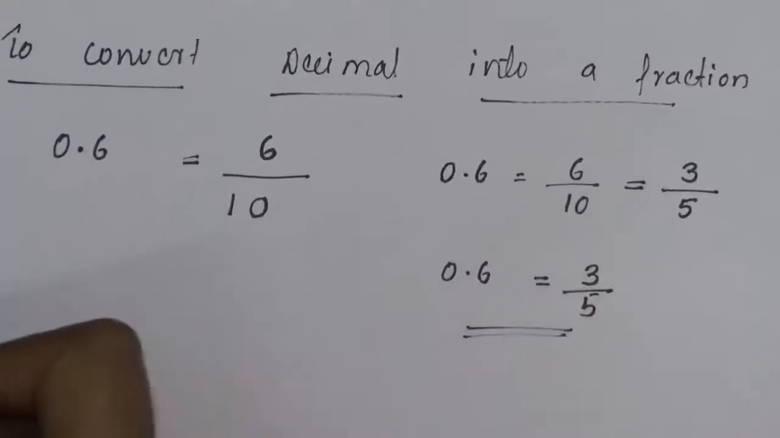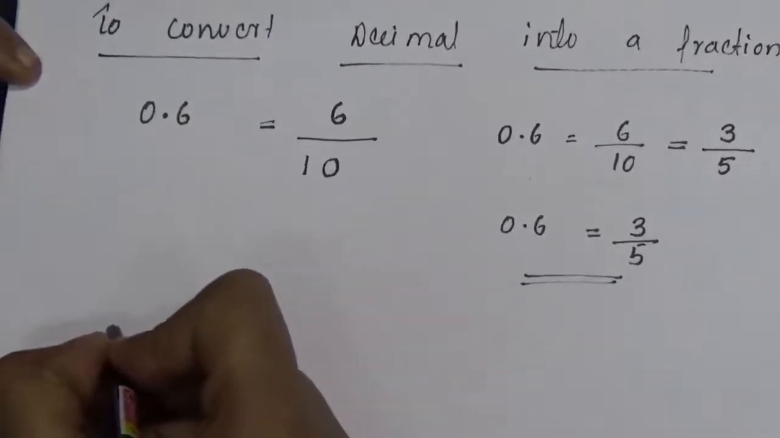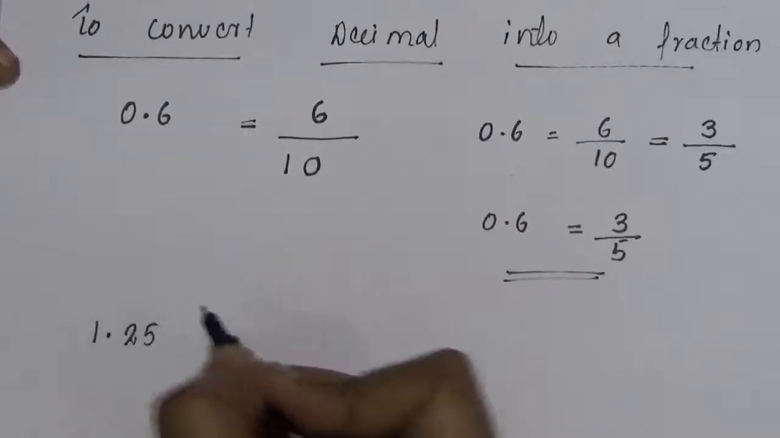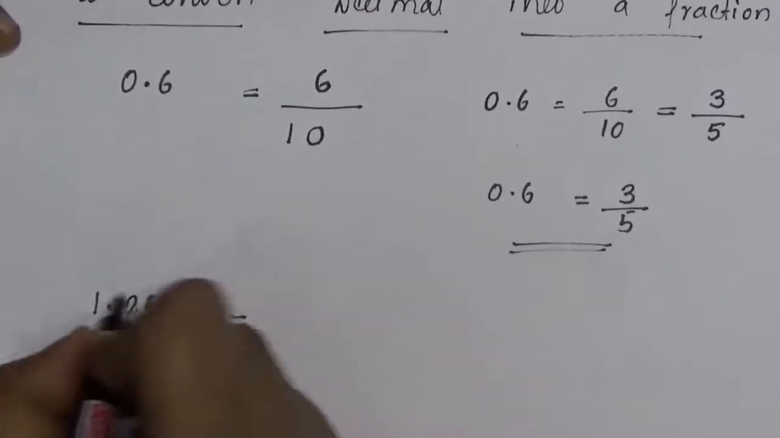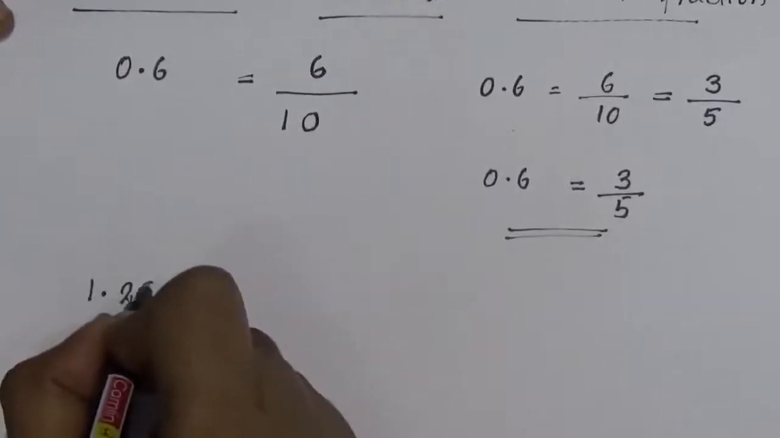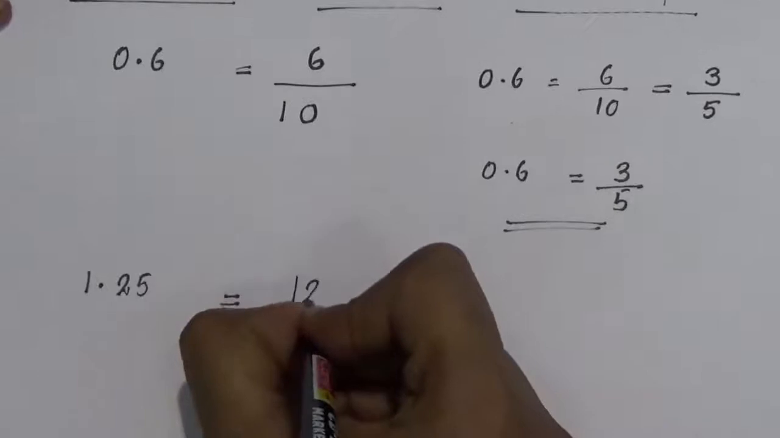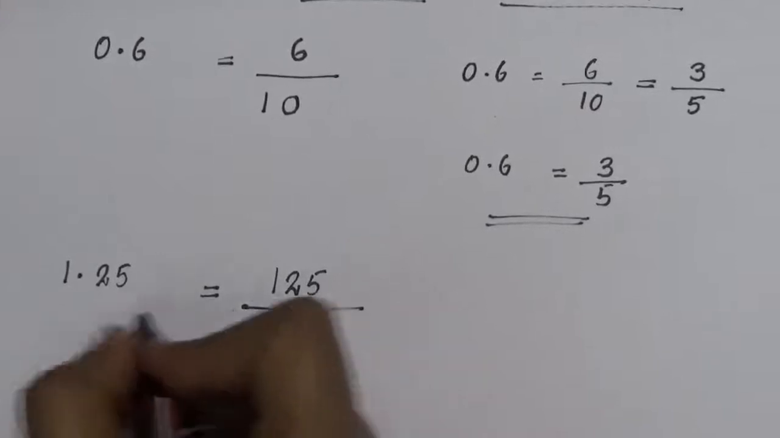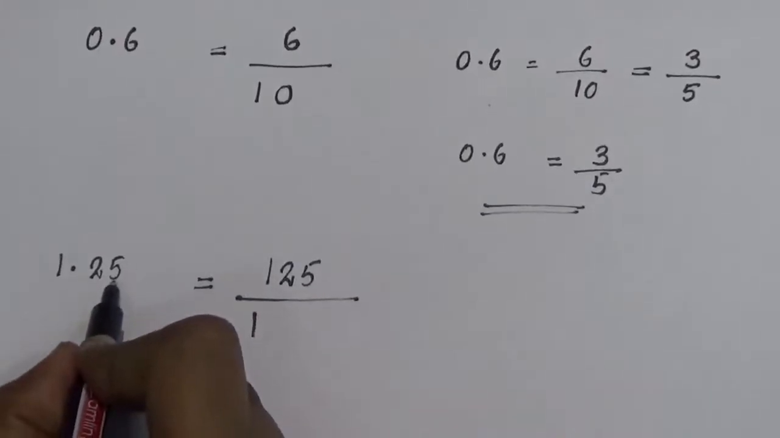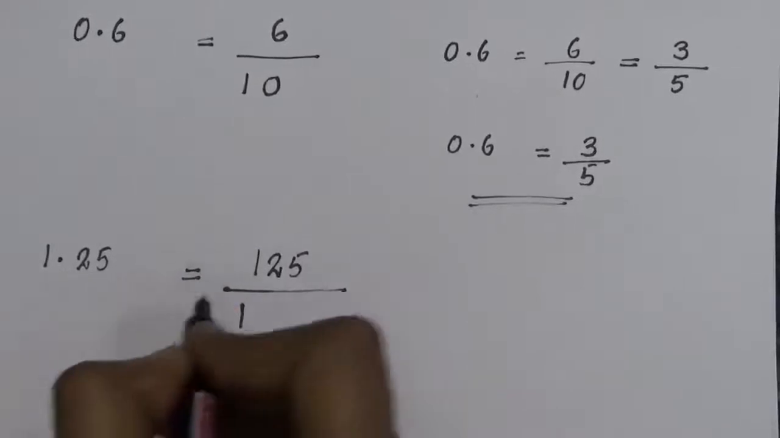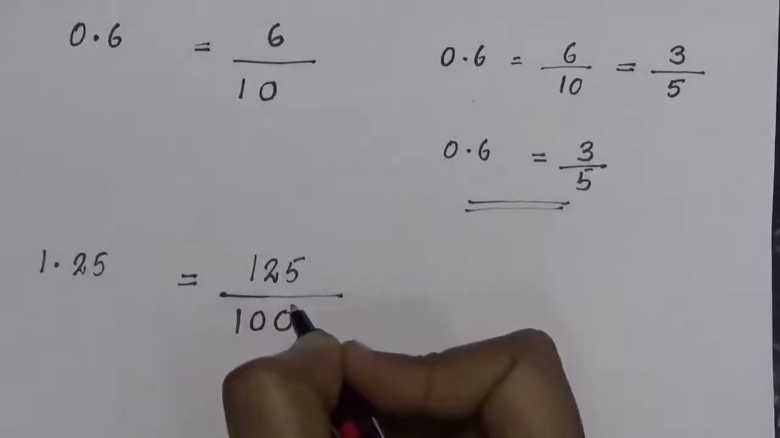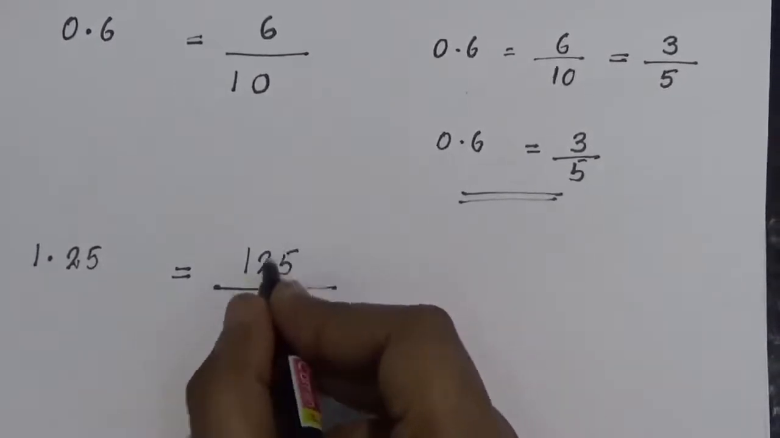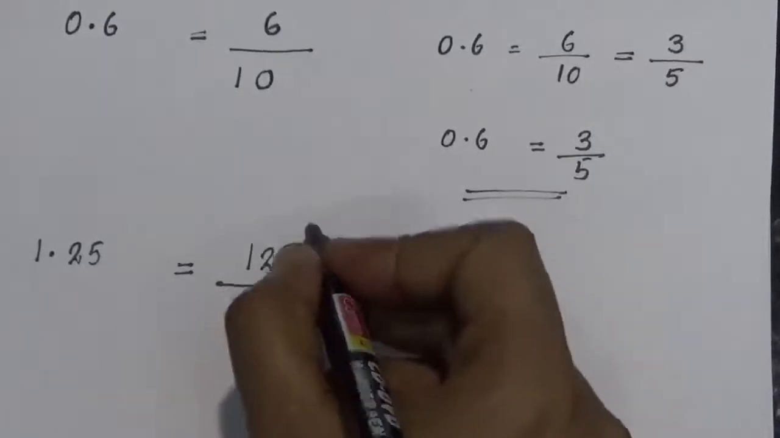Another example. Let's write the decimal number 1.25. First you have to remove the decimal point and write the resulting number as the numerator. So the number is 125. Now write 1 followed by 2 zeros, because here we have 2 decimal places, as the denominator. So we get the fraction 125 by 100. We can simplify this.